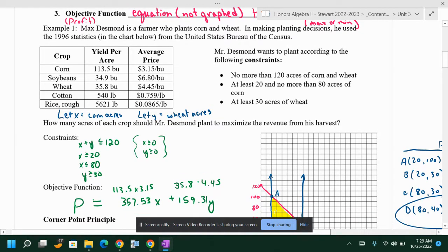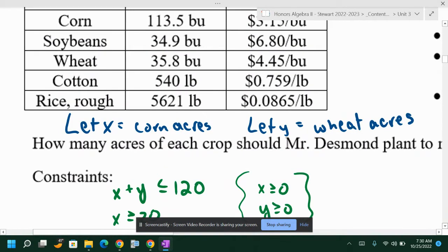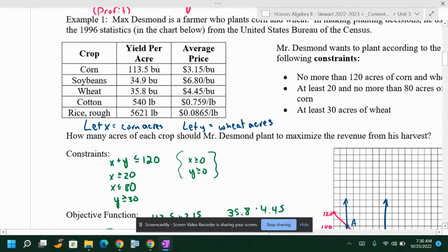So if you take a look at example number 1, Max is a farmer who plants corn and wheat. In making planting decisions, he uses the 1996 statistics from the United States Bureau of the Census. Mr. Desmond wants to plant according to the following constraints: no more than 120 acres of corn and wheat, at least 20 and no more than 80 acres of corn, and at least 30 acres of wheat. The first thing we want to do is define our variables. In this case, we're going to let x be our corn acres and y be the number of wheat acres that we have.